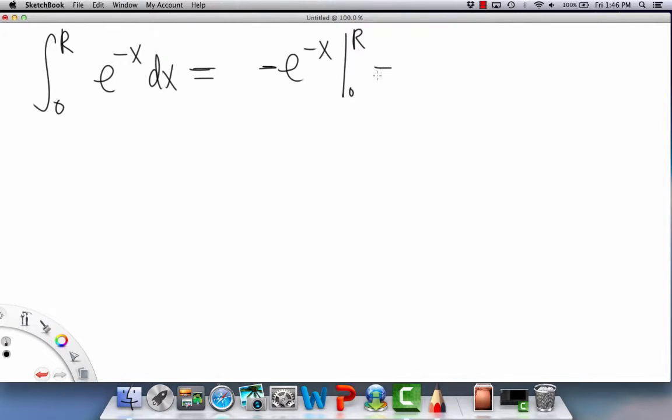Then let's plug this in. We get negative e to the negative r minus negative e to the negative 0. The two negatives turn into positives, and e to the 0 is 1. So this is actually 1 minus e to the negative r, which is 1 minus 1 over e to the positive r. Just keep this in mind.